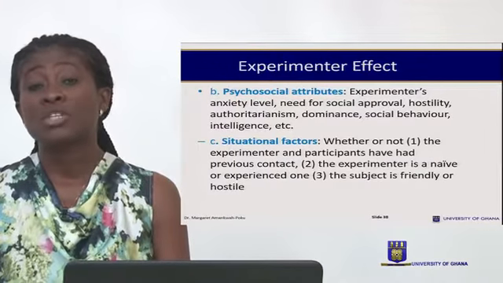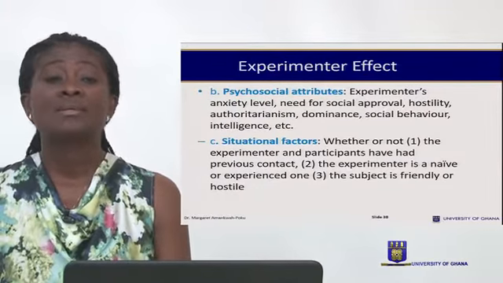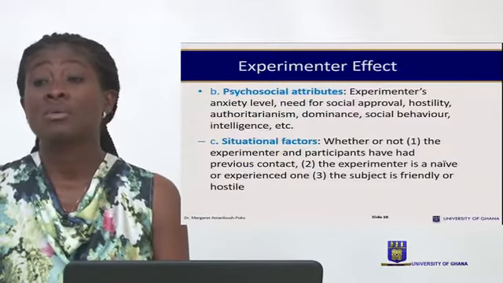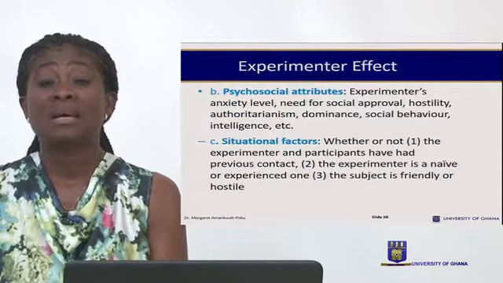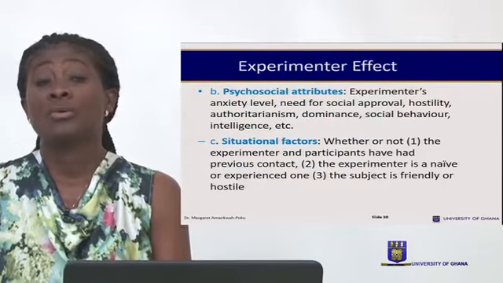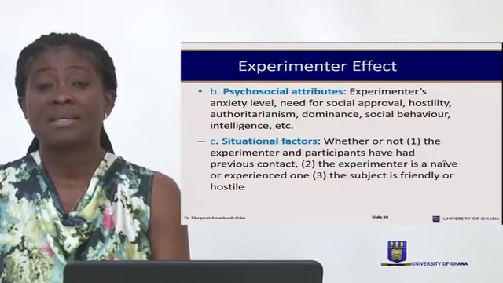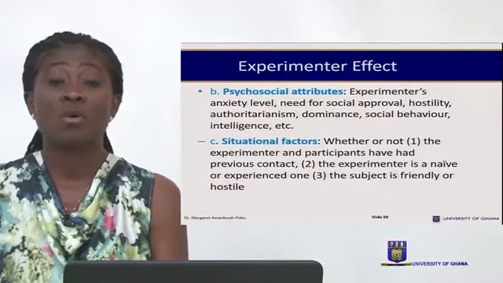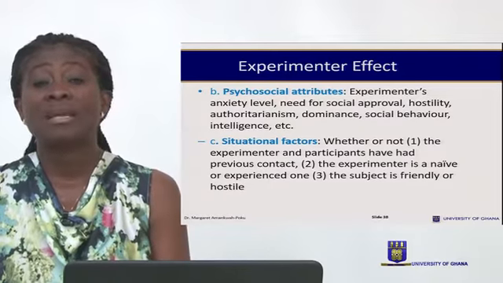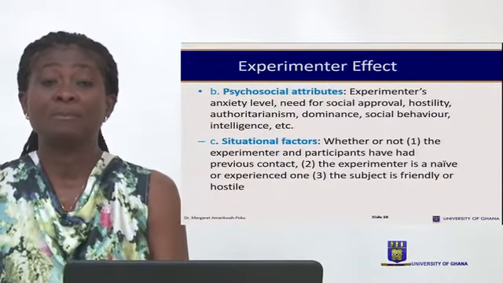Then you have psychosocial attributes as well. Things such as the experimenter's anxiety level, social approval, hostility, etc., can also affect the responses that participants make. Sometimes if you have an experimenter who is hostile towards the participants, that could affect the responses the participants will make. Or you could also have situational factors, such as whether you are using an experienced or a naive experimenter, whether the experimenter is friendly or hostile, etc.